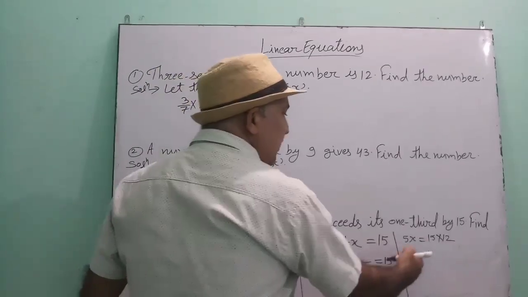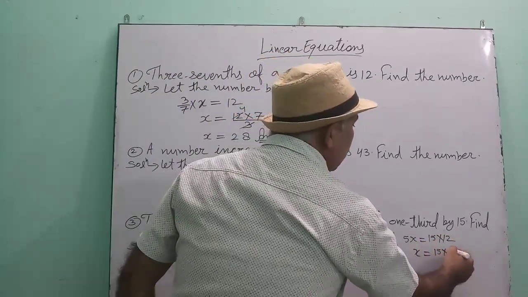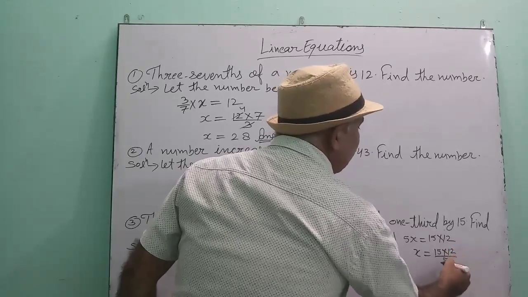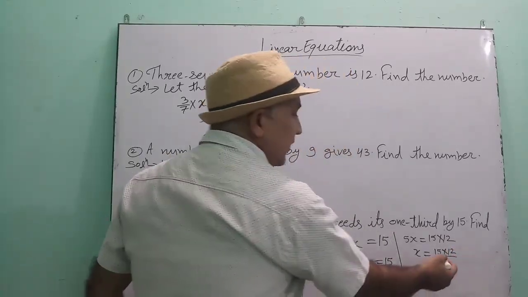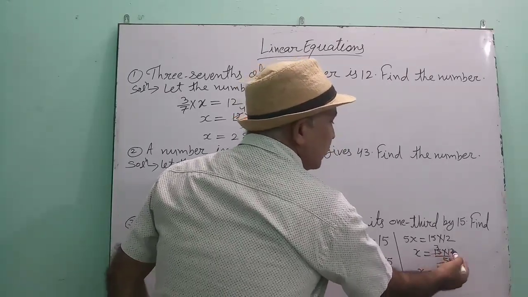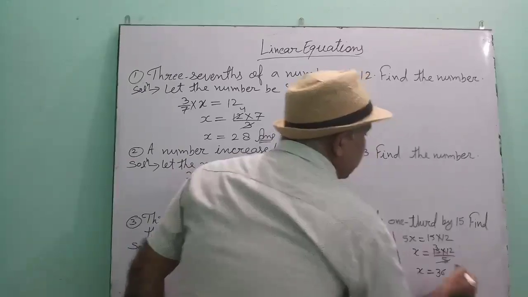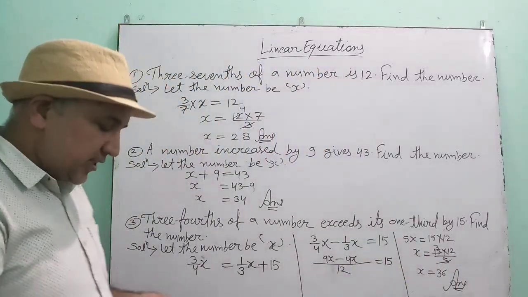This 12 will be cross multiplied. So x is equal to 15 into 12 upon 5. Now see here. 5 dividing 15 is 3 times. So 3 into 12, 36. That means the required number is 36.